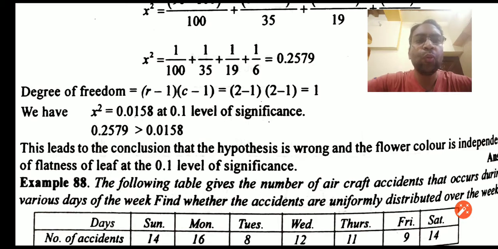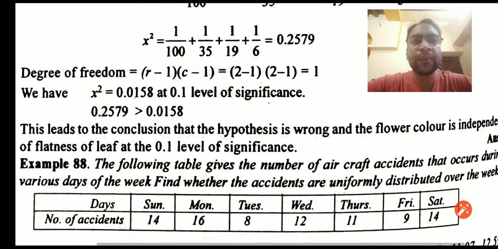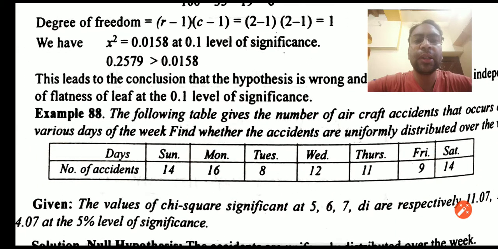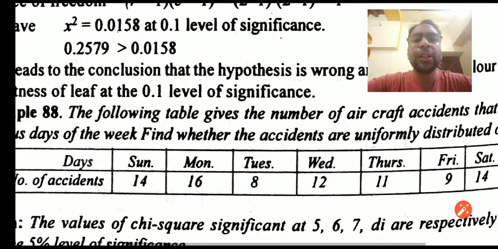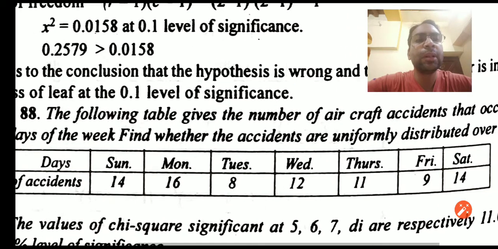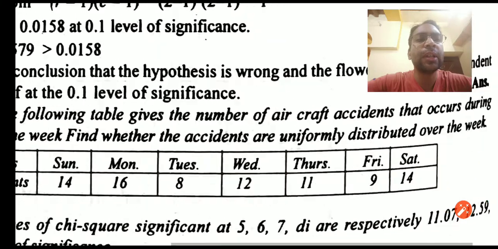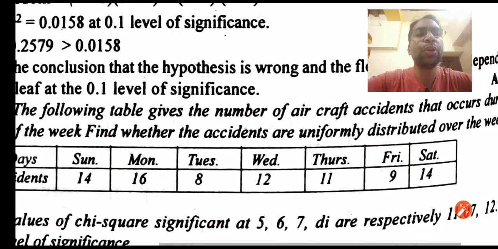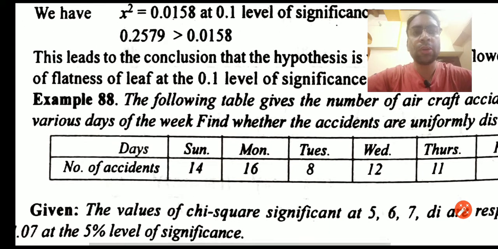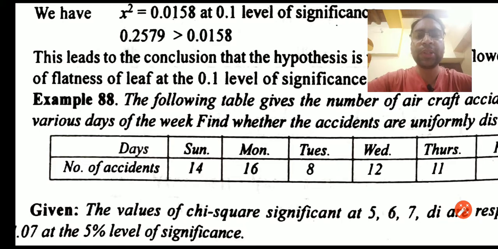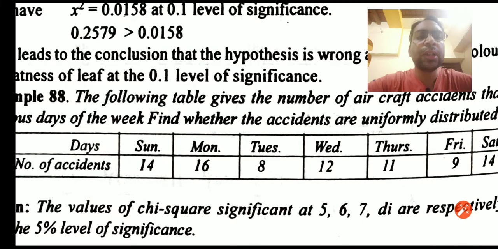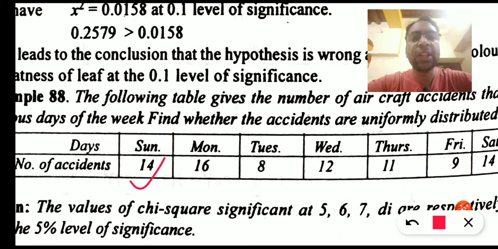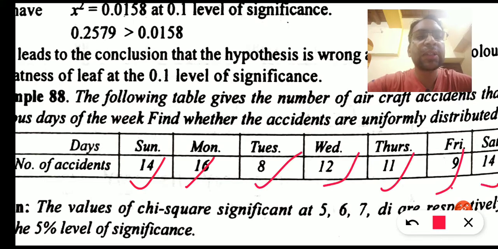So let's consider one more example in the same sequence for the chi-square test. The following table, example number 88, gives the number of aircraft accidents that occur on various days of the week. Find whether the accidents are uniformly distributed over the week or not. We'll have to check for the uniform distribution. The table gives the days: Sunday 14 accidents, Monday 16, Tuesday 8, 12, 11, 9, and lastly 14.